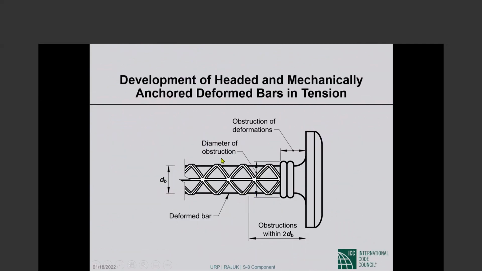So this is a headed bar. This is the bearing face of the head. Okay, this bears on the concrete. So the idea of headed bars is that part of the stress is transferred from steel to concrete through bearing of the head on the concrete, and the rest of the stress is transferred by development along the bar. The disturbance: this is the regular pattern of deformation of the bar that is disturbed at the end, but the obstructions must be within 2 bar diameters. So these things that are different from the regular deformation shall not extend more than 2 bar diameters into the bar. That's what this is saying.